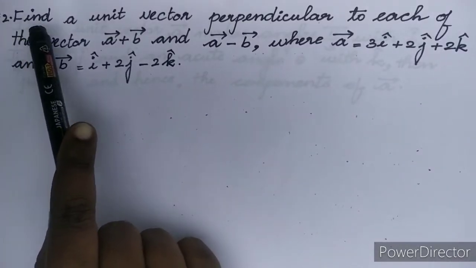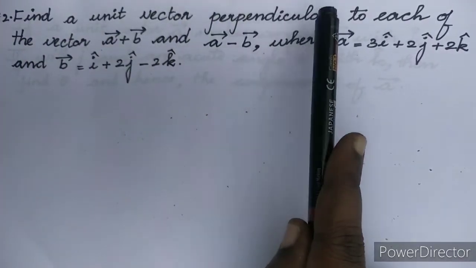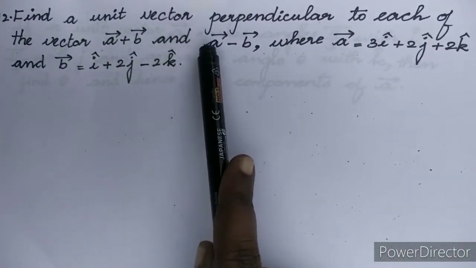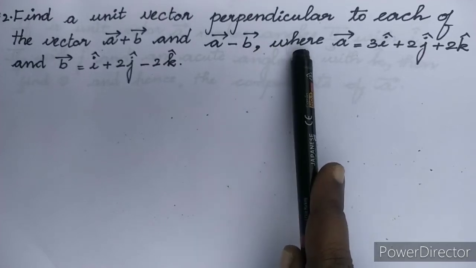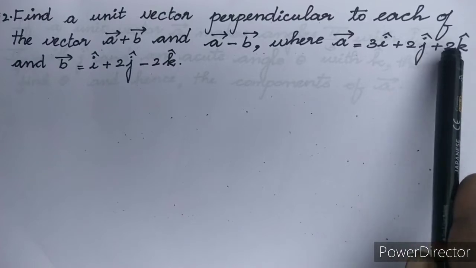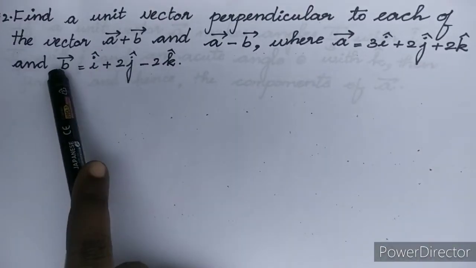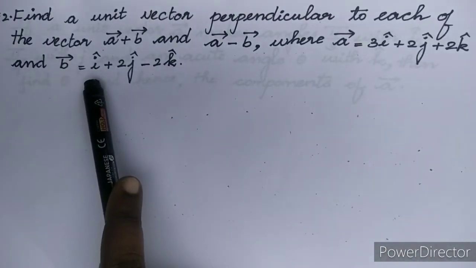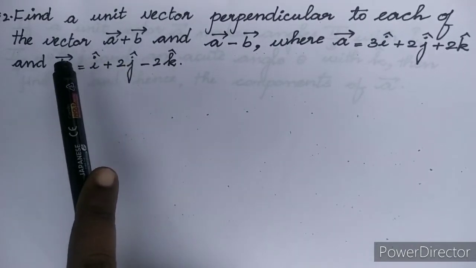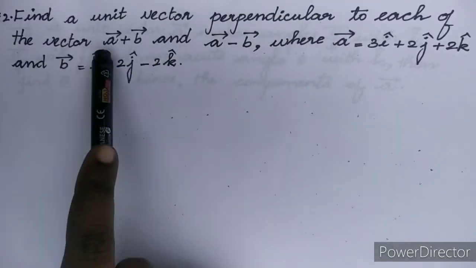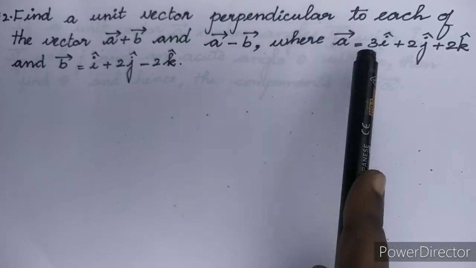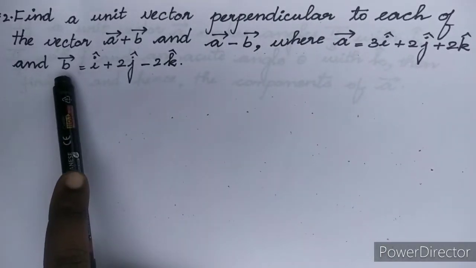Question number 2. Find a unit vector perpendicular to each of the vector A vector plus B vector and A vector minus B vector, where A vector is equal to 3 i cap plus 2 j cap plus 2 k cap and B vector is equal to i cap plus 2 j cap minus 2 k cap. We are asked to find the unit vector which is perpendicular to each of the vector A vector plus B vector and A vector minus B vector, and we are given A vector and B vector.